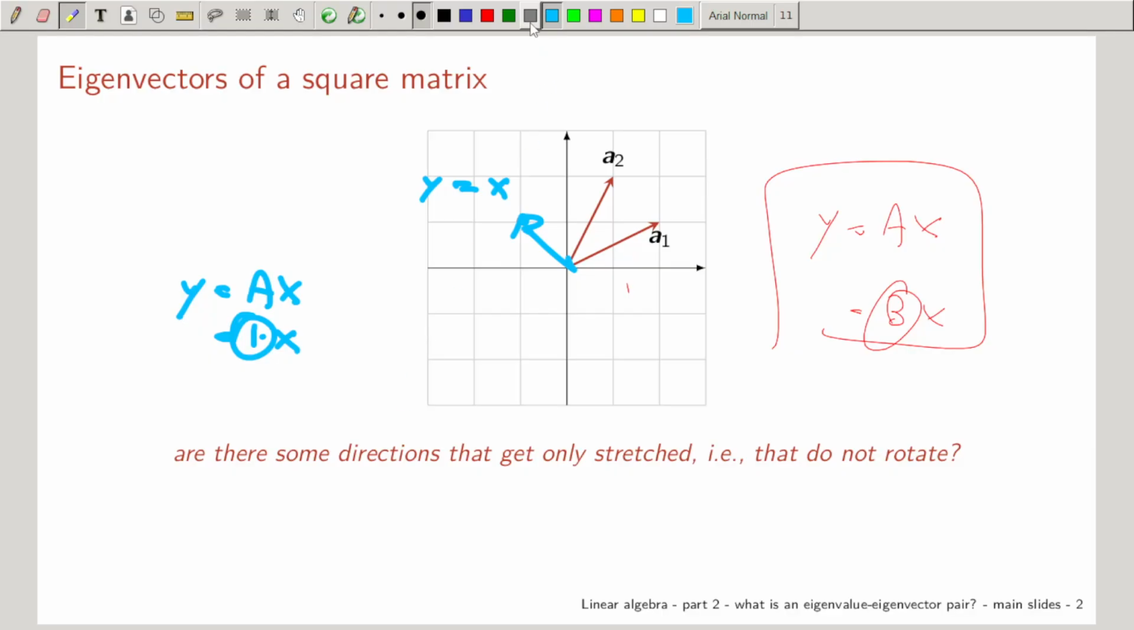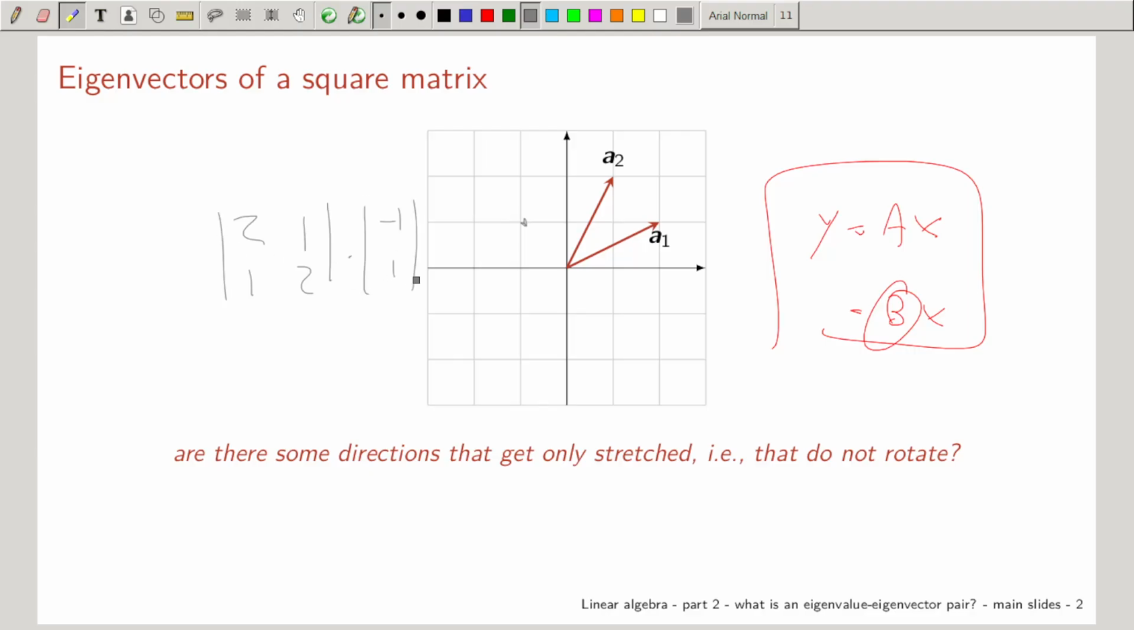Let's do it numerically. How do I write the matrix given this stuff here? The matrix A is going to be 2, 1, 1, 2. And if I do this one times this point that is -1, 1, I get -2 plus 1, 2 minus 1. That means it is -1, 1. How much are we together, people? 1, 2, 3. Excellent.